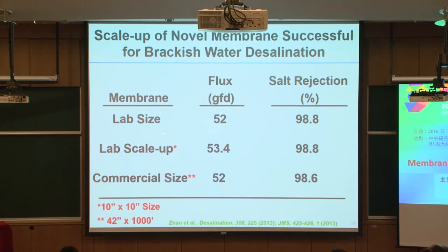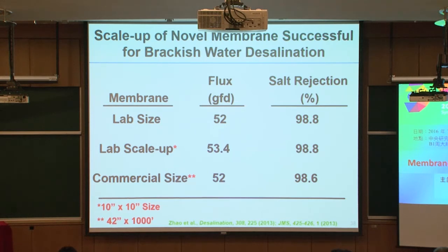With a laboratory size membrane, which is about 3 inches by 3 inches, we obtain a flux of 52 gallons per square foot per day. And the salt rejection is almost 99%. We scale up 10 times, up to 10 inches by 10 inches, and the flux is still quite similar. Salt rejection is also quite similar. And then we scale up to commercial size.